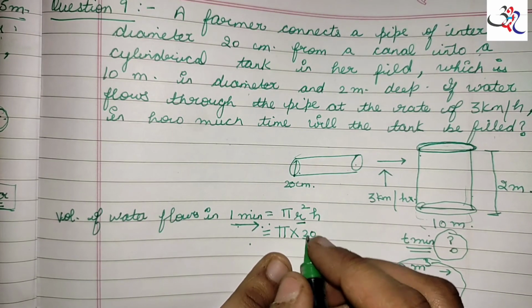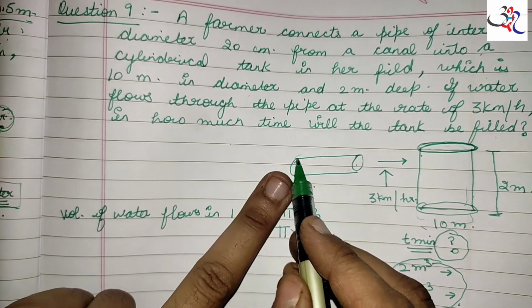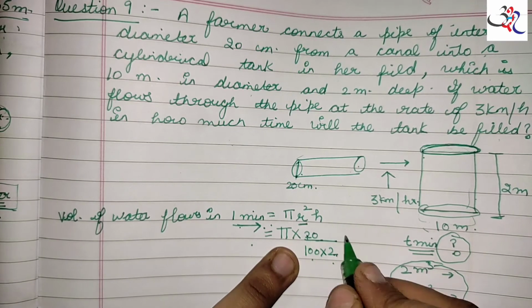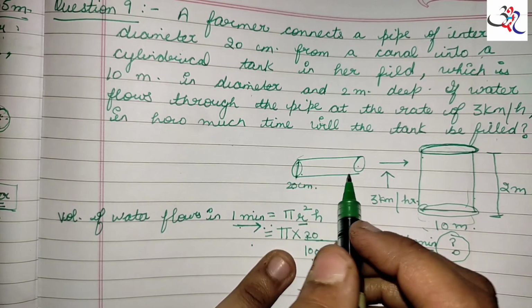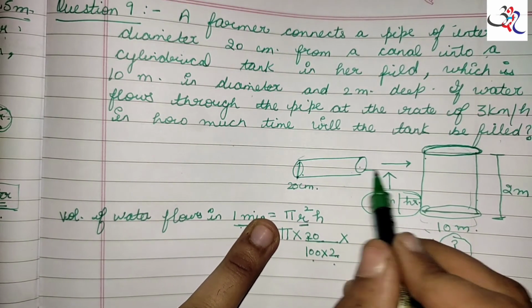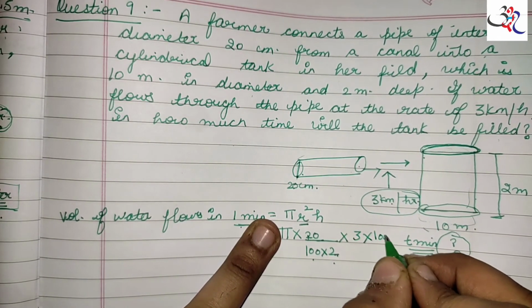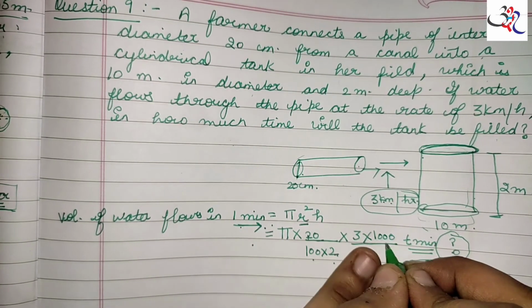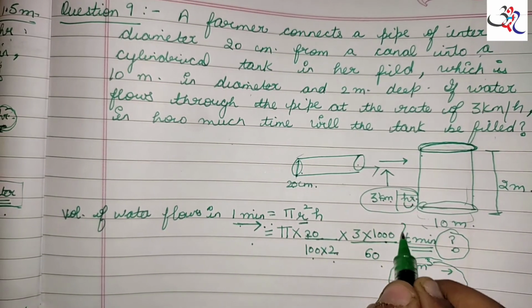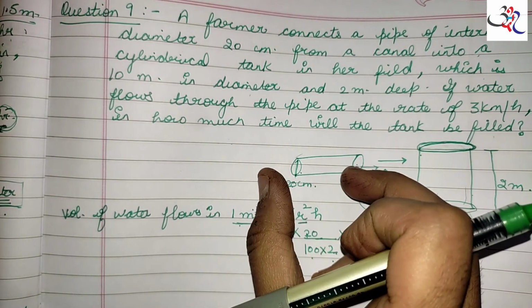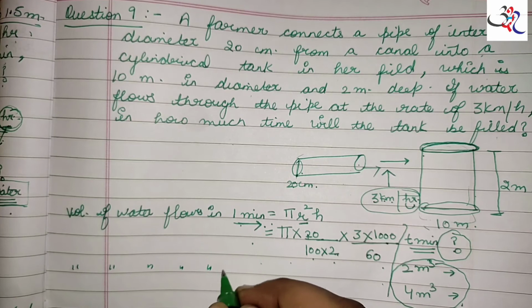So let's convert all the dimensions into meters. The diameter is 20, so my radius will be 20 by 2, whole square, into the height. The height is my 3 kilometer per hour, because water is flowing at the rate of 3 kilometer per hour. So convert all the dimensions into the same unit: kilometer will be converted to meter and hours will be converted to minutes. So this is the amount of water flowing from this pipe to the cylinder in 1 minute.